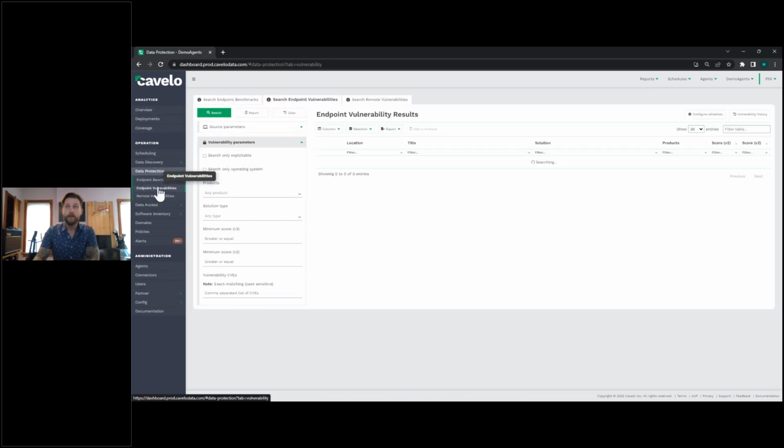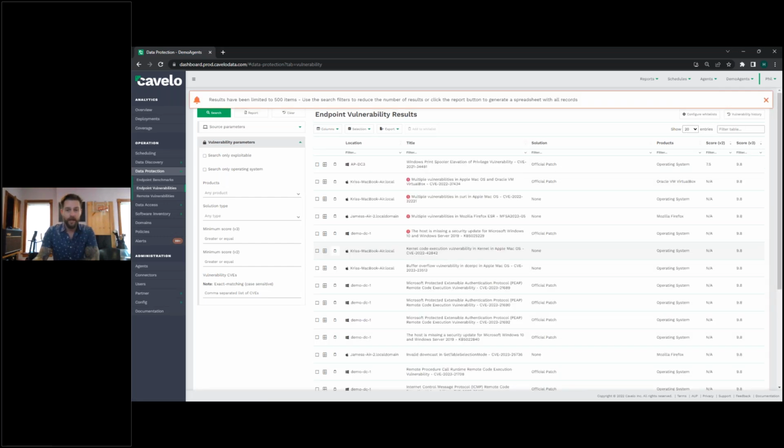So what Cabello also helps with here is understanding the risk of exposure to the data that we're looking at. Regardless of the reason, where is it exposed because of unpatched vulnerabilities?